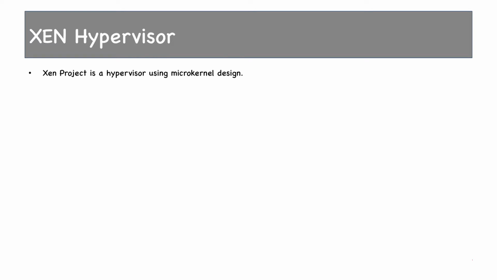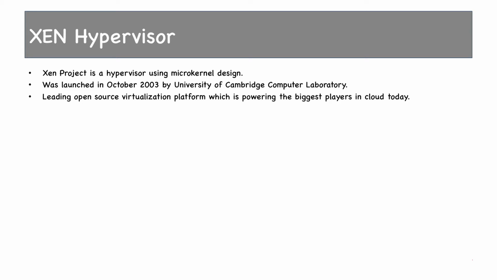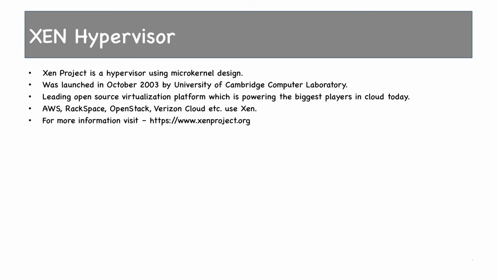The Xen project is a hypervisor using microkernel design. It was launched in October 2003 by the University of Cambridge. It is the leading open source virtualization platform used by big cloud players today. AWS, Rackspace, OpenStack, Verizon Cloud, etc. use Xen. Now AWS is the biggest contributor in the open source project. And if you need more information, you can visit their page www.xenproject.org.